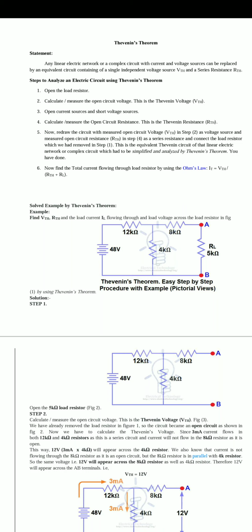Good morning, all. Today we are discussing the topic of Thevenin's theorem. Okay, what is Thevenin's theorem?